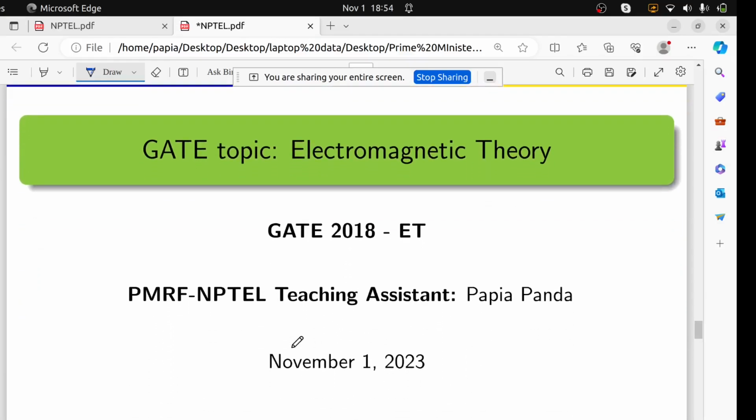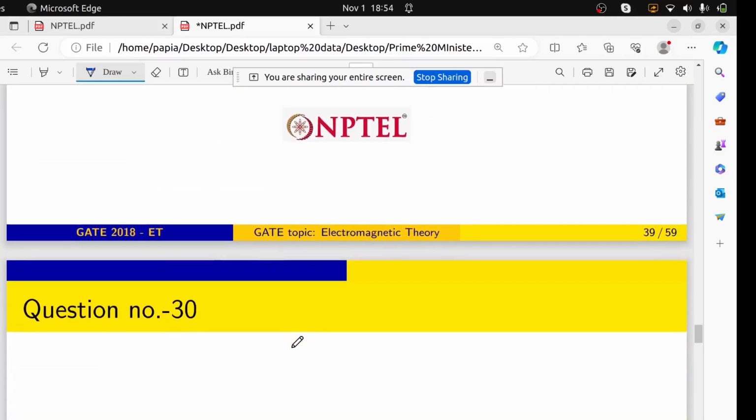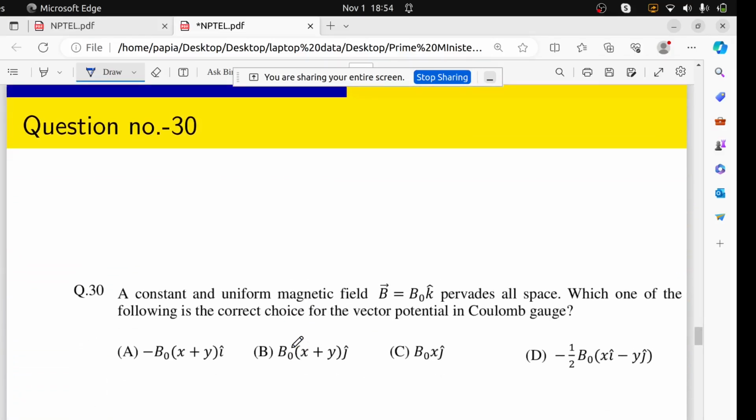Okay, so now this is a question from GATE 2018, question number 13. You can see that this is also a very simple question. A constant and uniform magnetic field B0 k cap pervades all space. Which one of the following is the correct choice for the vector potential in Coulomb gauge? Now, can you tell me what is the condition for Coulomb gauge?